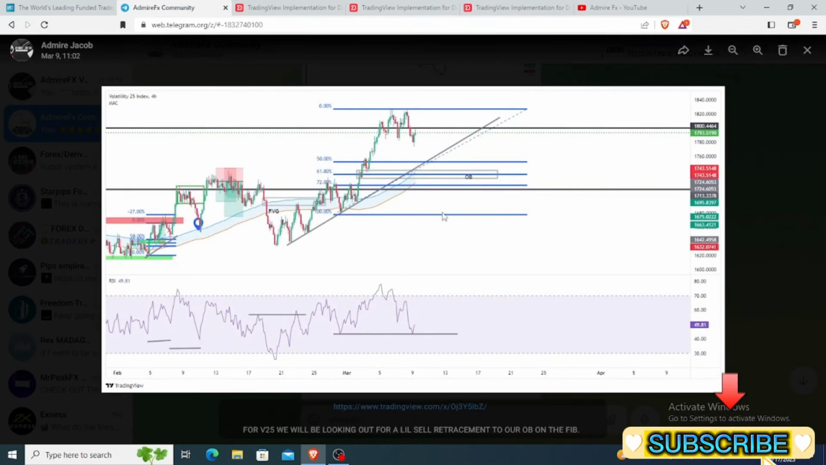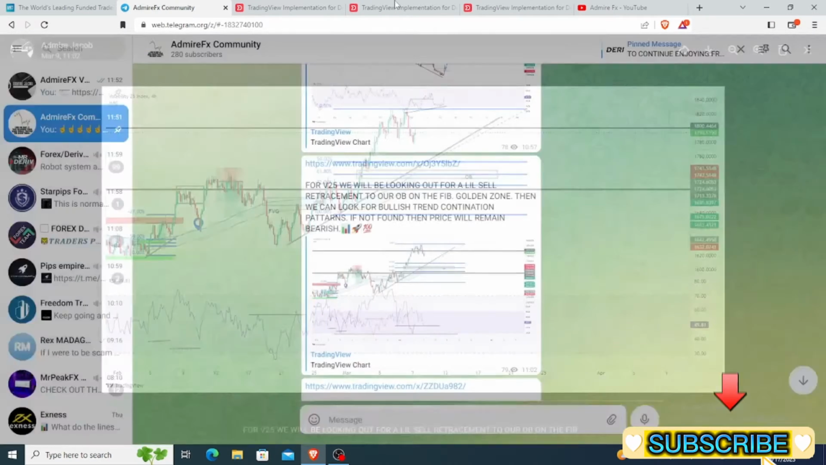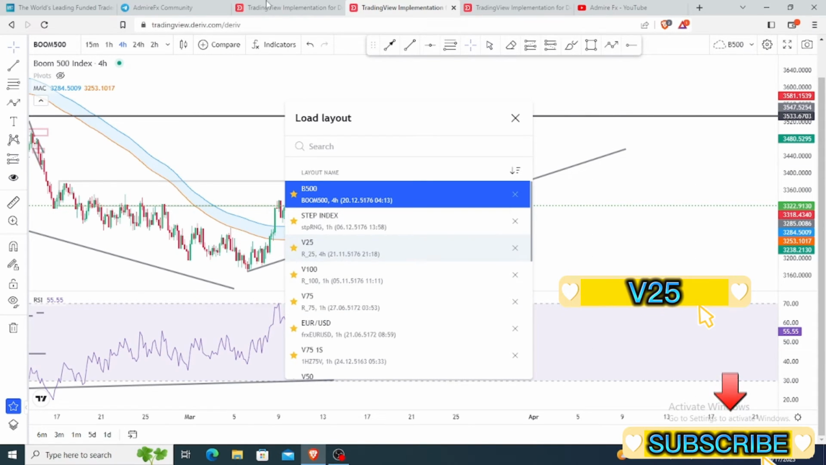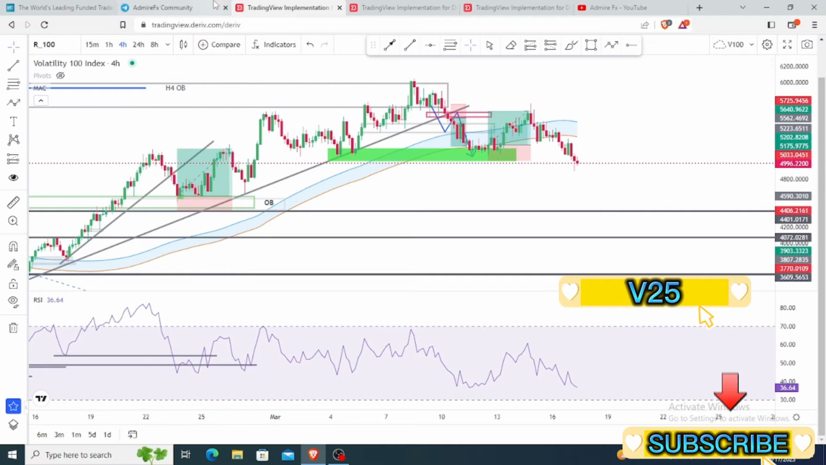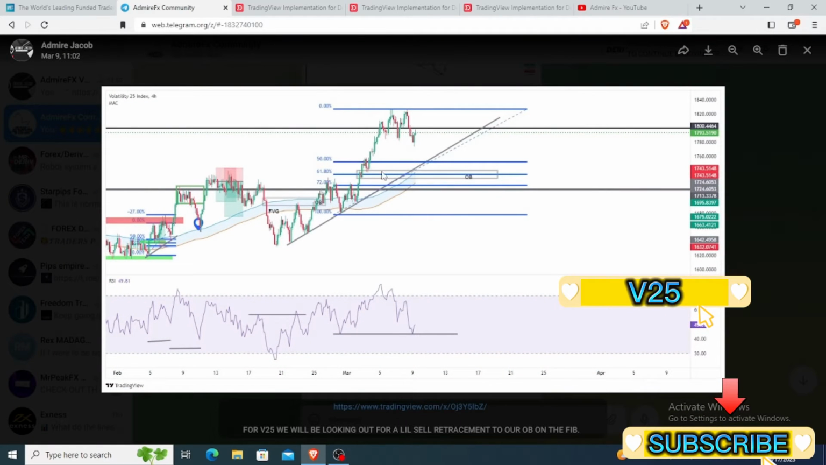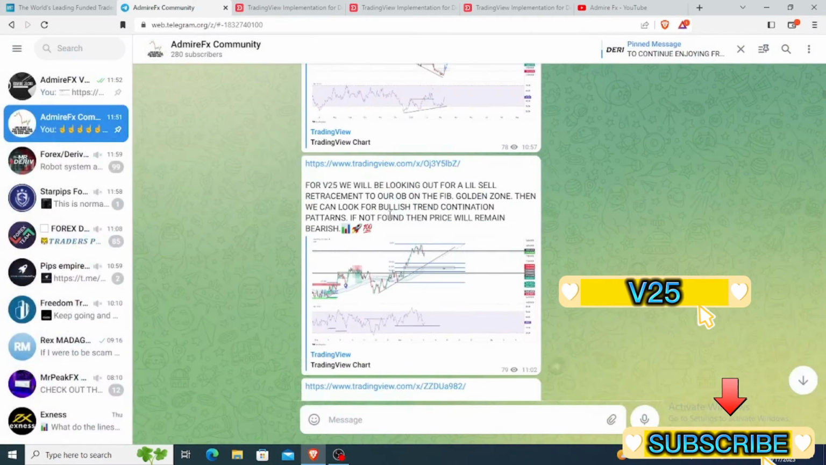And V25 was another awesome trade which we traded during the week. All signals were sent to the Telegram community, so do well to join the Telegram community if you are not part of it. On V25, we're looking out for a little sell retracement. You can see V25 was very much bullish, so we're looking for a little sell retracement to our order block or the Fibonacci golden zone.